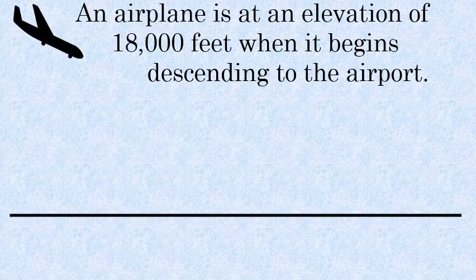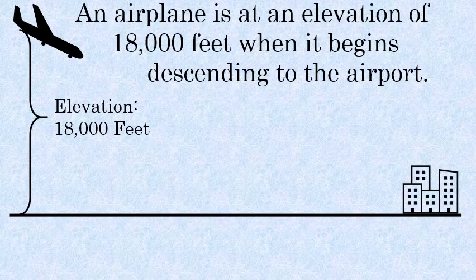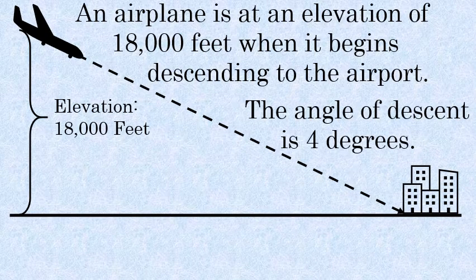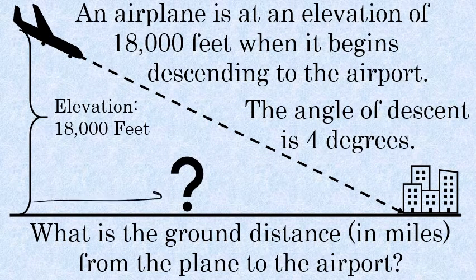An airplane is at an elevation of 18,000 feet when it begins descending to the airport. Its angle of descent is 4 degrees, and if that's the case, what is the ground distance in miles from the plane to the airport? This is a problem that can be modeled as a right triangle and requires trigonometry to be solved. Let's solve it.